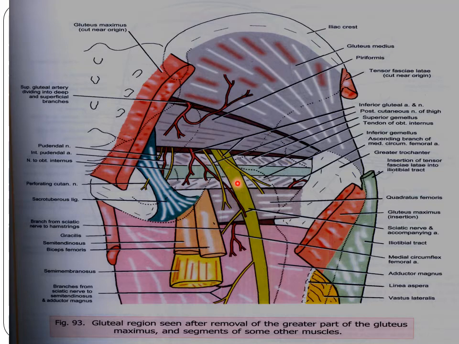All these structures lie deep to the gluteus maximus muscle, and here you can see the tendon of the obturator internus, with two gemelli along with it, superior gemellus and inferior gemellus. So these are the structures under cover of the gluteus maximus muscle.